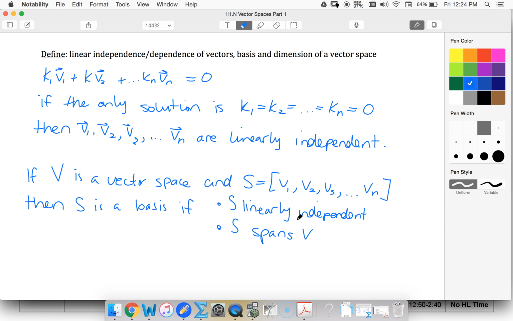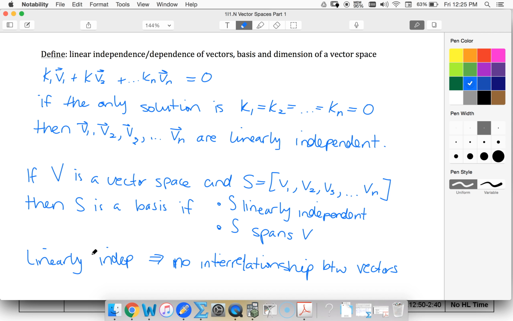So we need the two of these things to form our basis, because if we think about our basis as describing a coordinate system for vector space V, then the linearly independent part guarantees that there's no interrelationship between our vectors. So linearly independent implies no interrelationship between vectors.